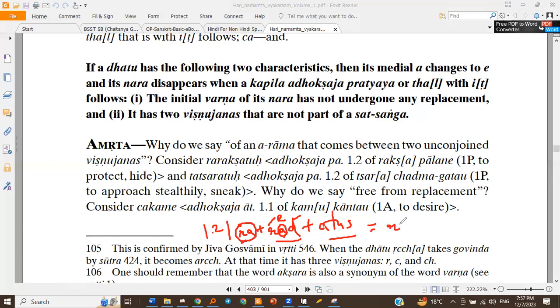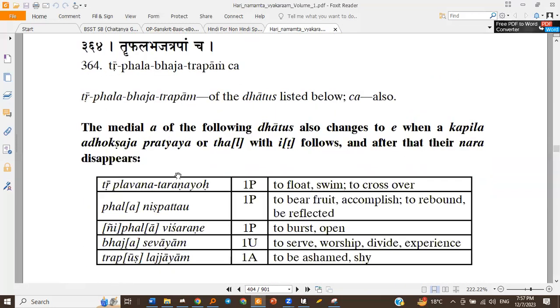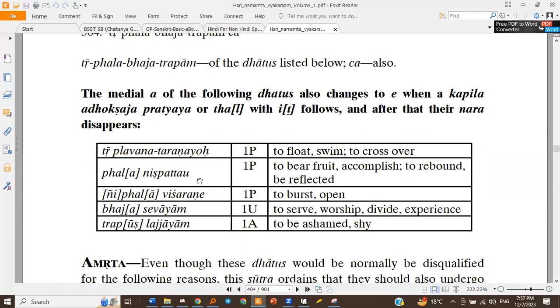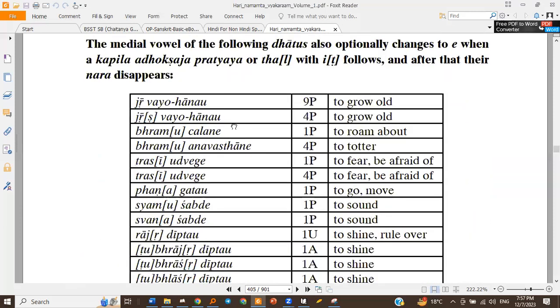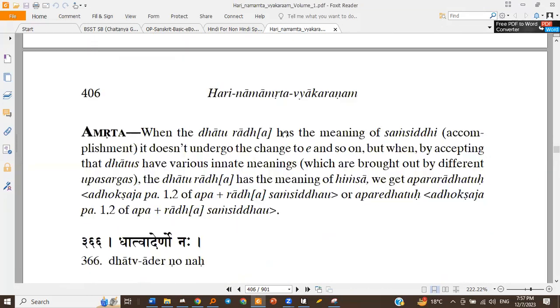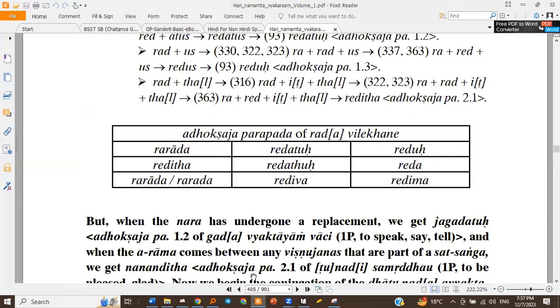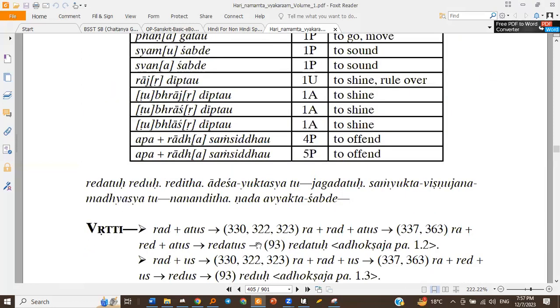So we do these changes and we get Re the tus and Sa Rama changes to Vishnu Sarga, so Re the tu. So we get Re the tu. This also happens when there is thal following with it. So that's 2.1. So this is how we get it. So we get these forms Adeshahina and so on. Redatuhu Redu. The forms are Radha Redatu Reduhu Reditha Redatu Reda and so on. And the other forms are also made. So this is how Rad is done.